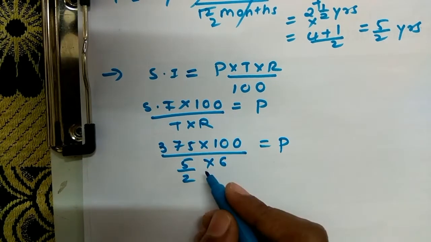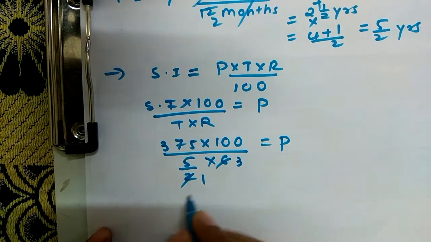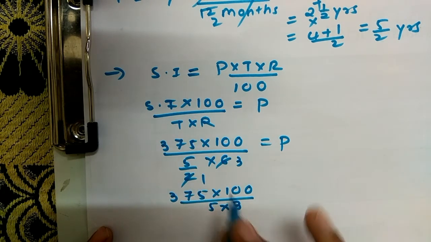Here you can cut it. 2 ones are 2, 2 threes are 6. Otherwise, 2 you can take to the numerator. So 375 into 100. So here 5 remained, then into 3 remains in place of 6. Upon 1 is same only. So I'll keep this as it is.